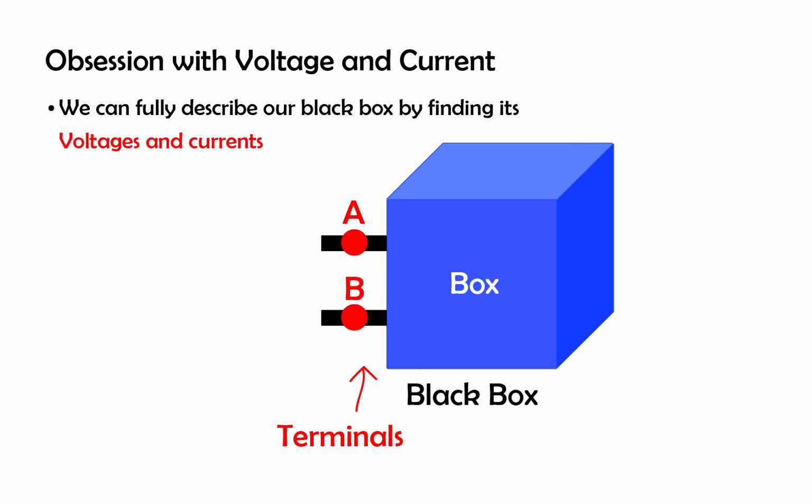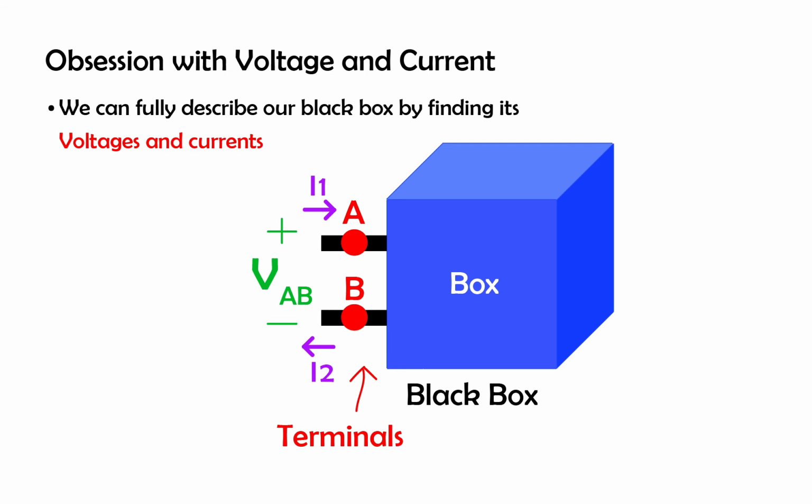Each of these connections is called a terminal, and each terminal connects to a node in the circuit. Even though we do not know what this box is, we can fully describe it, electrically speaking, by figuring out its voltage across the terminals and the current flowing through it. For our black box, if we connect one terminal to node A and another terminal to node B of a circuit, then we can describe its behavior by finding the voltage VAB, the current coming into terminal A, I1, and the current coming out of terminal B, I2.